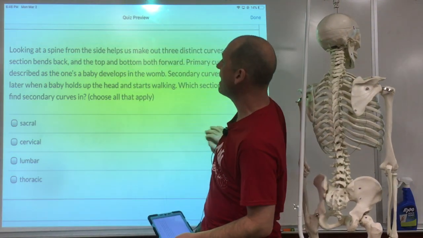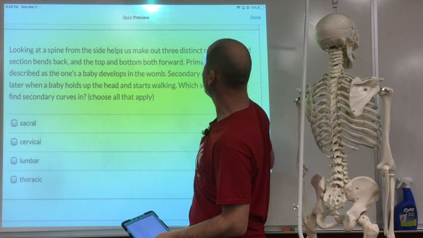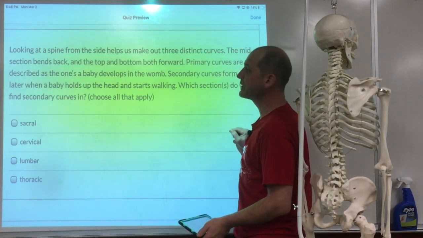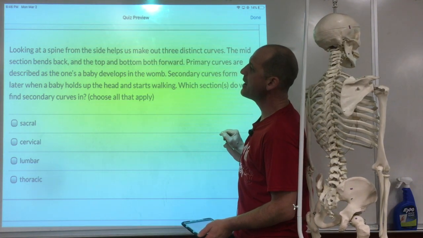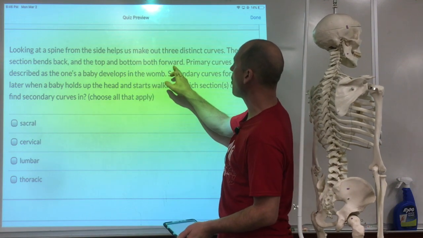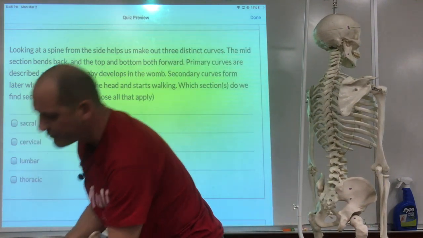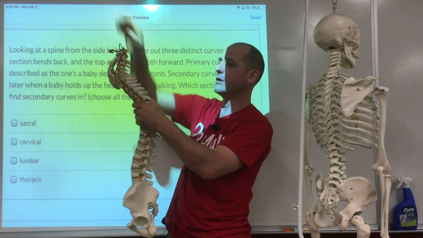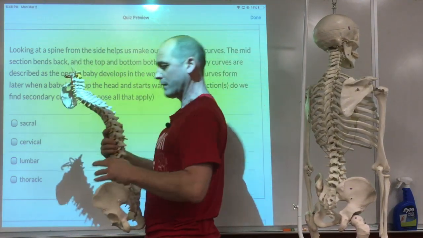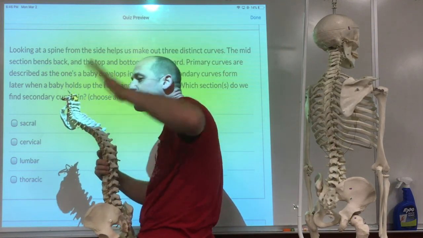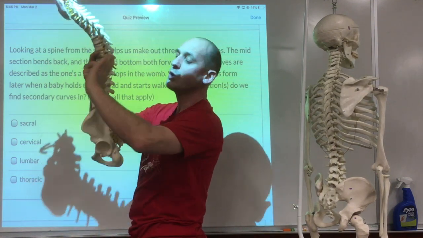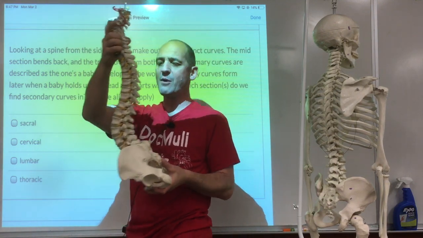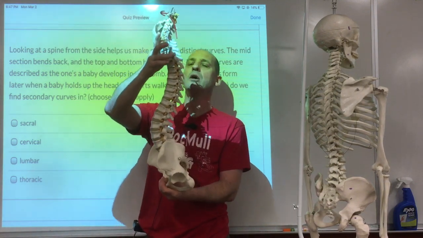Looking at the spine from the side, we make out three distinct curves. Well, at least we should have them. The midsection bends back, and the top and the bottom bend forward. So when you look at the curves, the top goes like that, the mid goes back, and then the lumbar goes forward again, unless you have a flat back, but it still goes forward. And so from the side, you look like that.